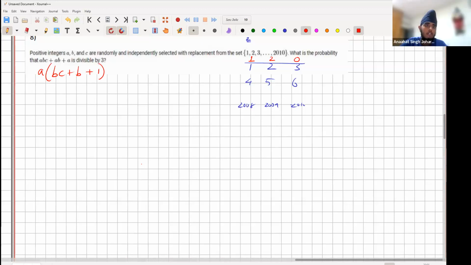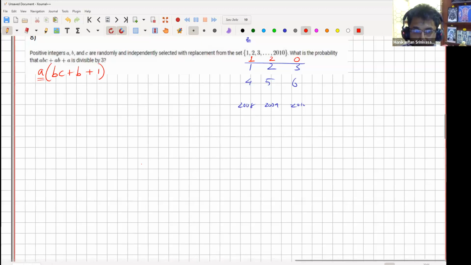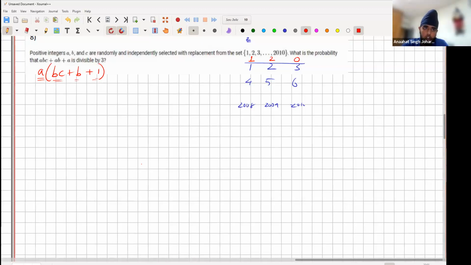If A is not divisible by 3, then ABC plus AB can be anything. When we add A later, then we'll get a remainder. So A has to be divisible by 3. No, not necessary. If A is not divisible by 3, both of them, BC plus B plus 1, cannot be divisible by 3. Sorry. So I can always have an example where BC plus B plus 1 is divisible by 3, right?